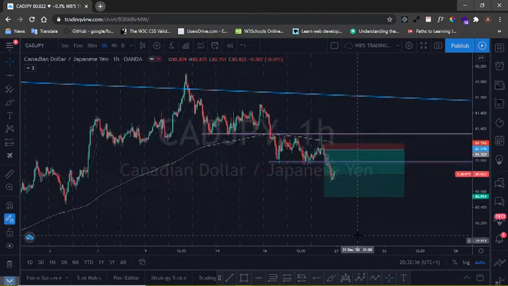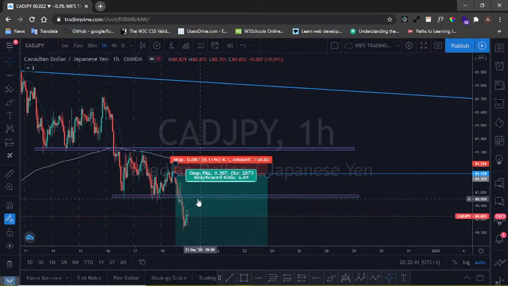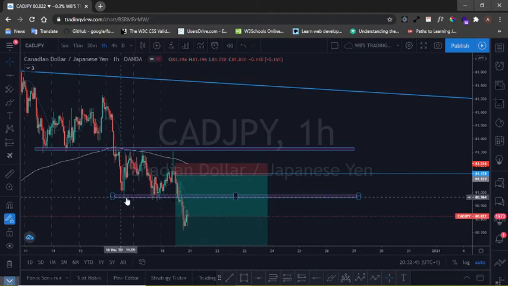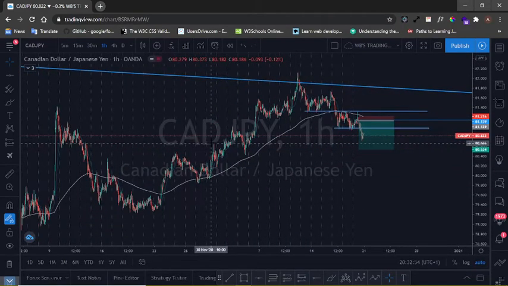So what should we expect this week? We can see the market is trying to come back to this retest zone here, this floor that has been created, this support area that has been created. We should be expecting a nice retest to the downside.